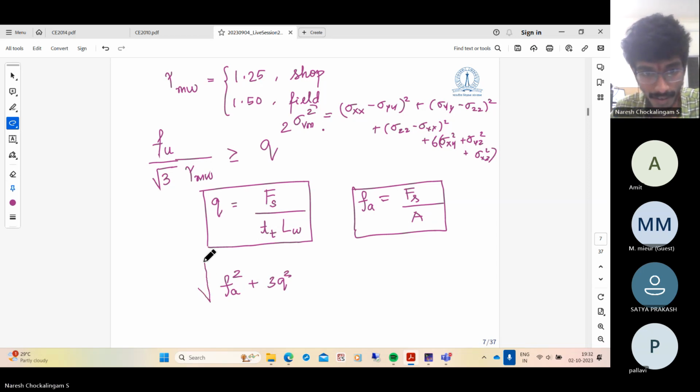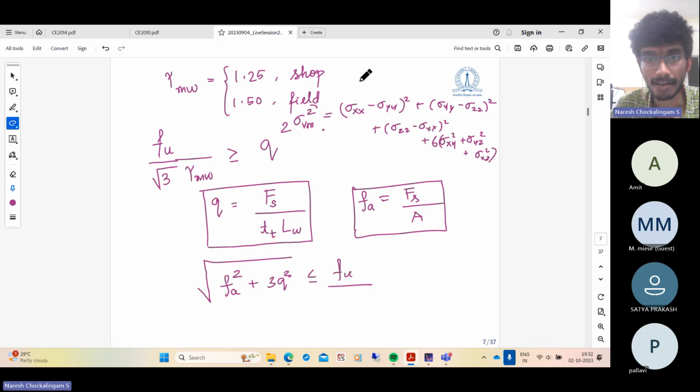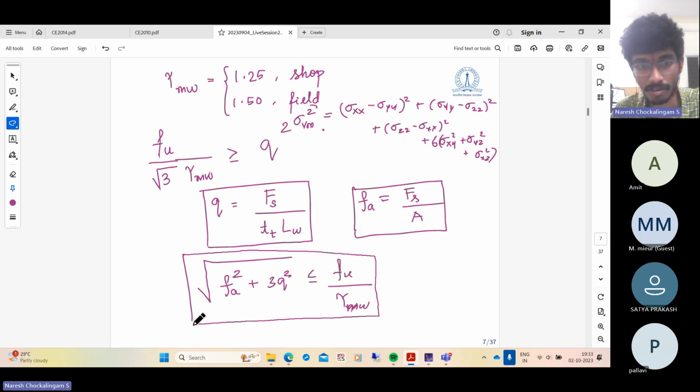So we have a square on both sides, so take a square root. This 2 gets cancelled with the 6 and the 2 times sigma xx squared, which is 2Fa squared. So this should be less than or equal to Fu by, you don't have a root 3 because that von Mises stress actually relates it to the uniaxial tension experiment. So you have Fu by gamma m w. So under a combined state of loading, the axial stress coming onto the weld plus 3 times the net shear stress coming onto the weld, the whole square, should be less than or equal to the ultimate strength of either the weld material or the parent material divided by the material partial safety factor.